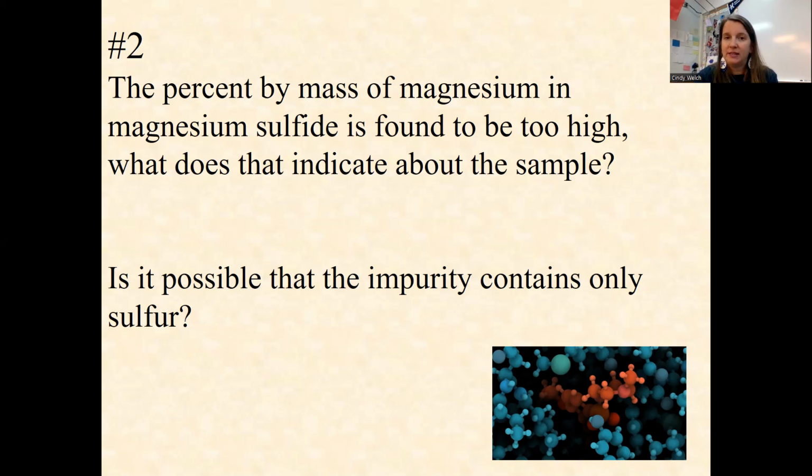We have too much magnesium in our sample. Is it possible that the impurity contains only sulfur? What do you think? No, if the impurity contained only sulfur, we would have a higher percentage of sulfur versus a higher percent of magnesium. So we have too much magnesium in our sample, so we have more magnesium present, so perhaps another magnesium compound than just the magnesium sulfide.